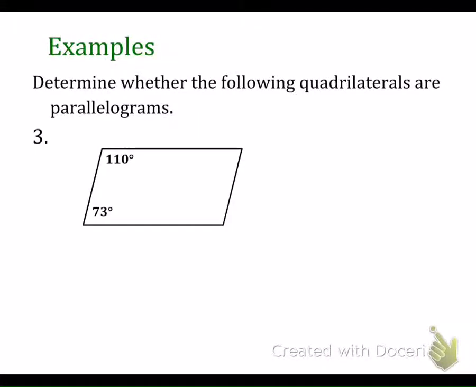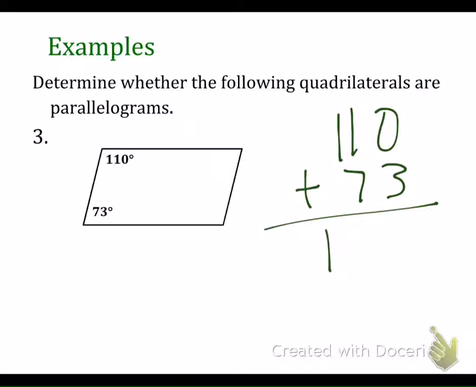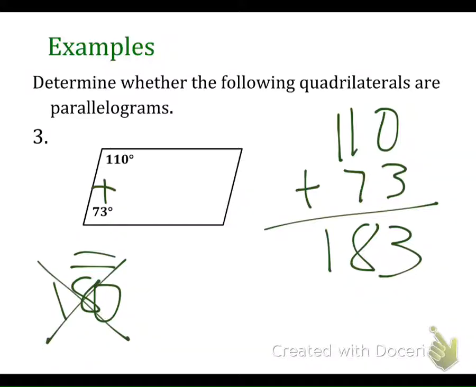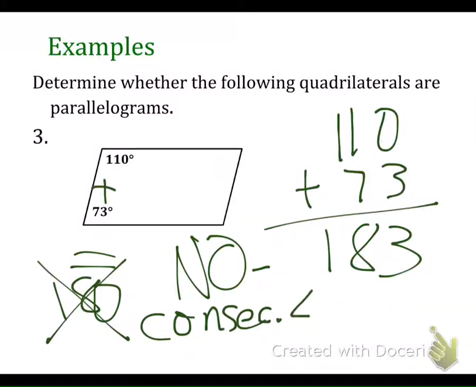Okay, so we need to determine whether or not this is a parallelogram. Okay, so 110 plus 73 is going to give us 183. So the consecutive angles do not equal 180. That does not work, so you're going to say no. Consecutive angles are not supplementary.